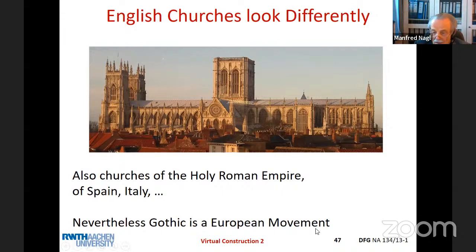I would say Gothic is a European movement because you find churches everywhere, but every country has different occurrences. And that might be the way Europe is working and should work also on a political level. Not a centralistic command from one place, but a different movement in a direction which is similar.